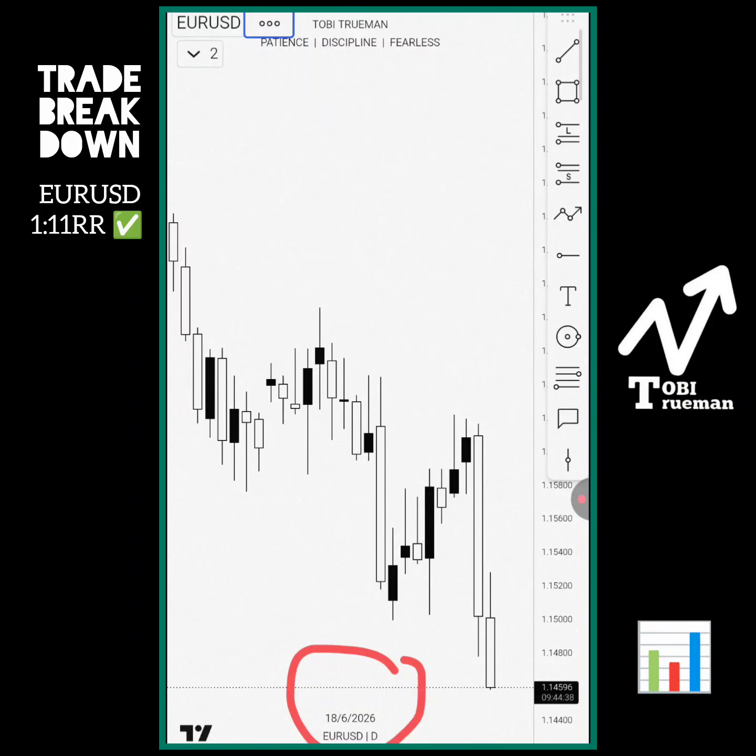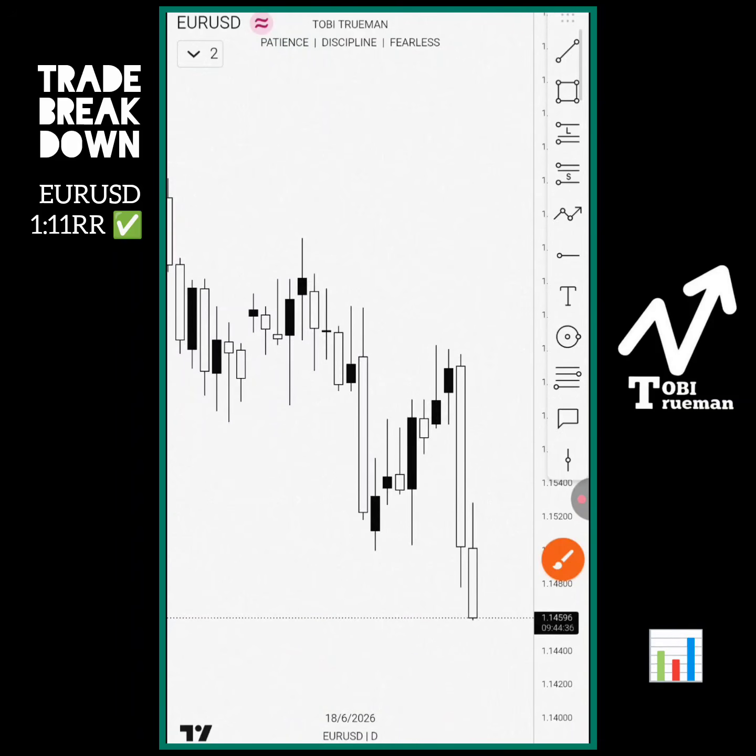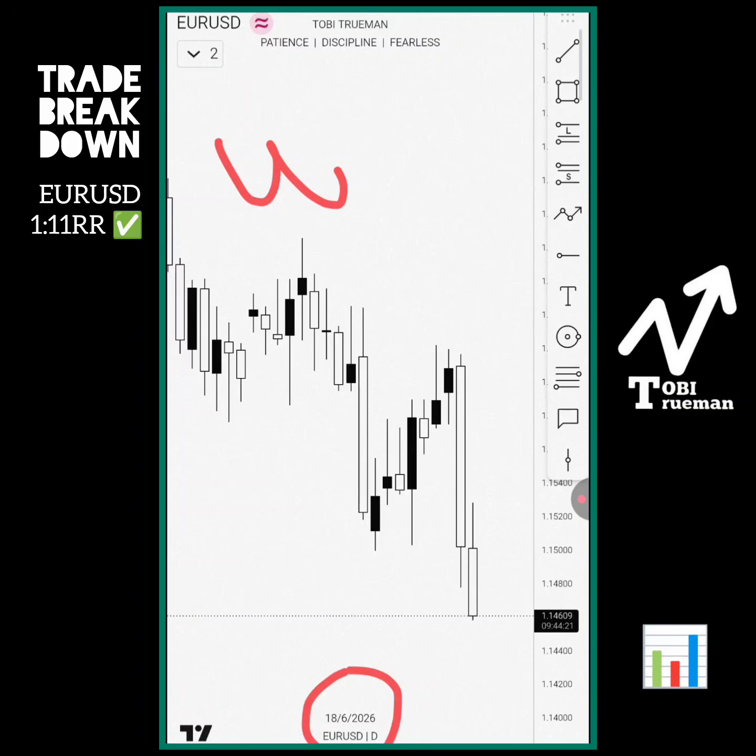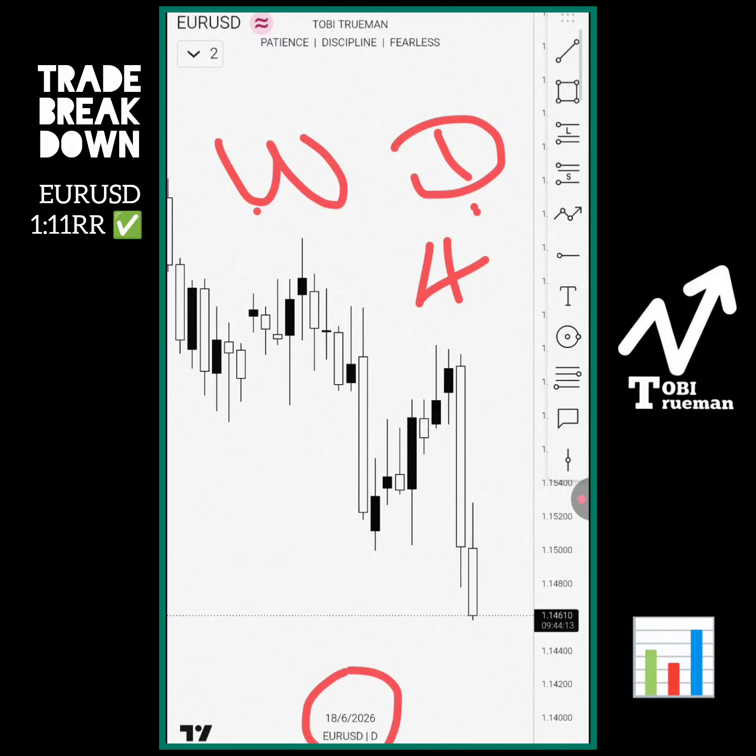Okay, so in this chart we are on the daily time frame. I want to explain why we start from the daily time frame. I usually use two major time frames as my higher time frame, which are the weekly and then the daily. If I see a trade on the weekly, I go to the daily. If I see a trade on the daily, I go to the 4 hour. That is just how I trade.